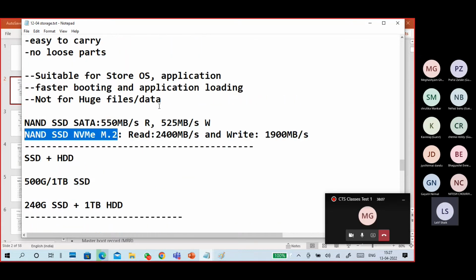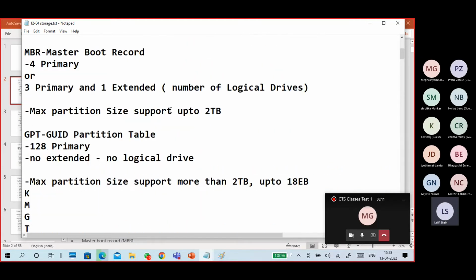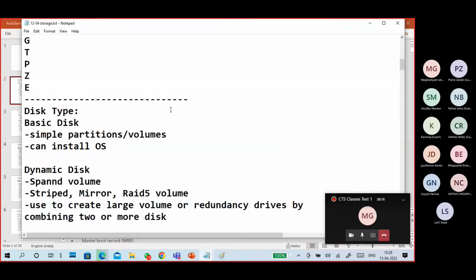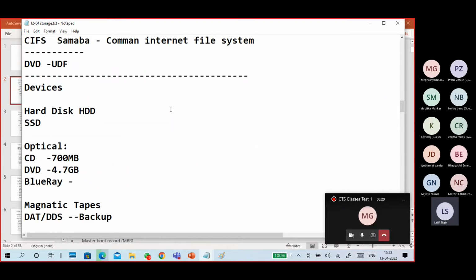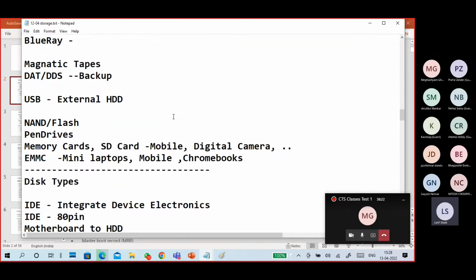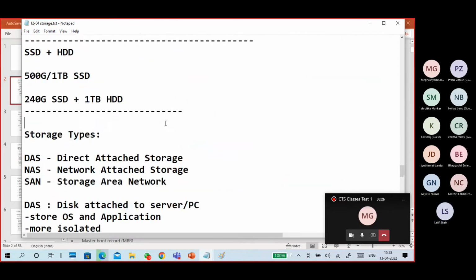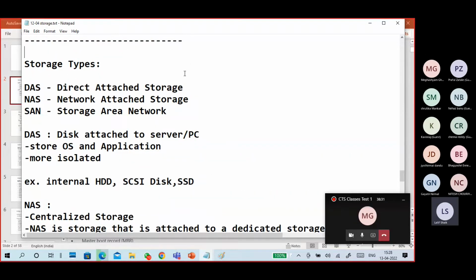Okay, so this is up to here. So what we discussed again: partition styles MBR and GPT, basic disk, dynamic disk, FAT, NTFS, and other file systems, different types of devices, different types of disk we discussed. Now we'll go to the storage types.